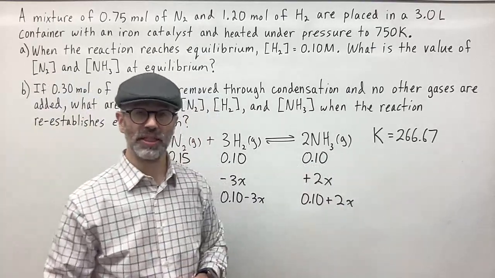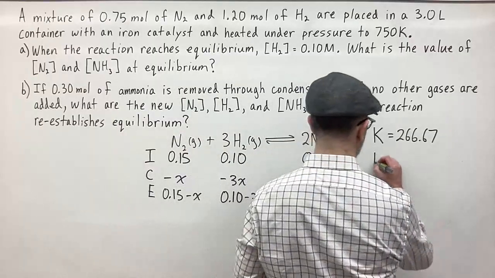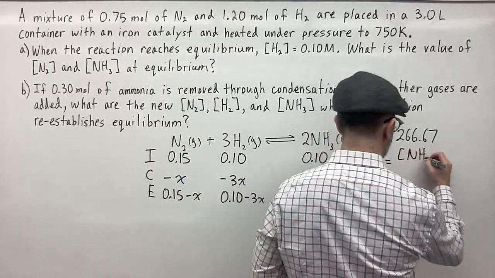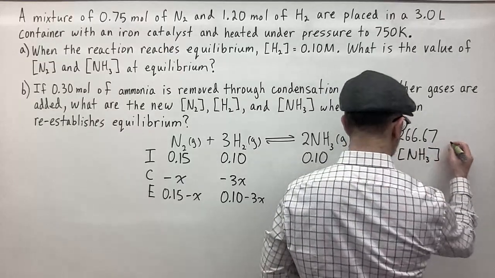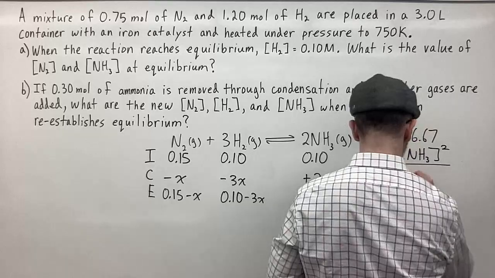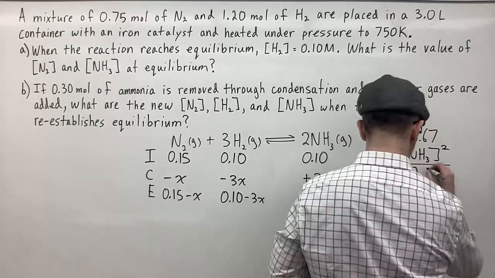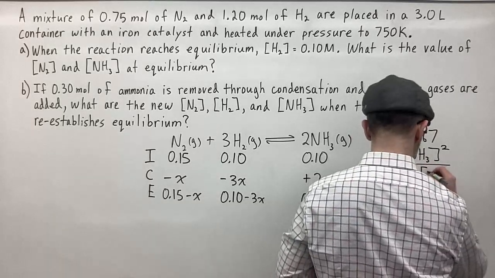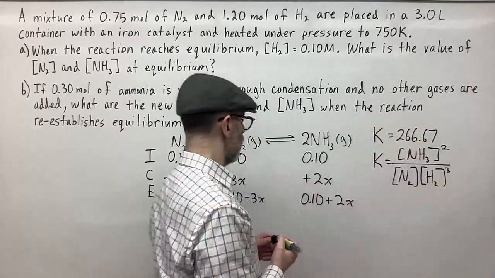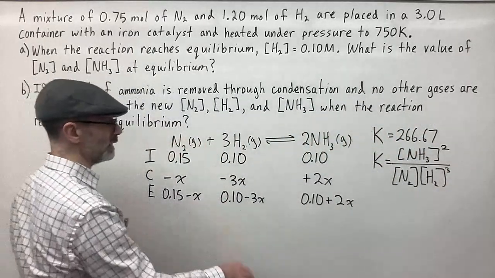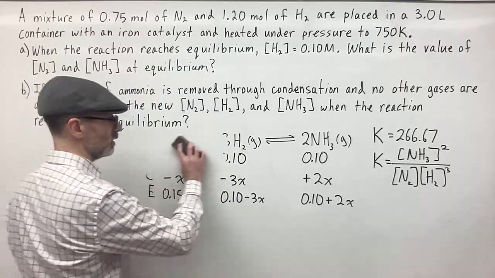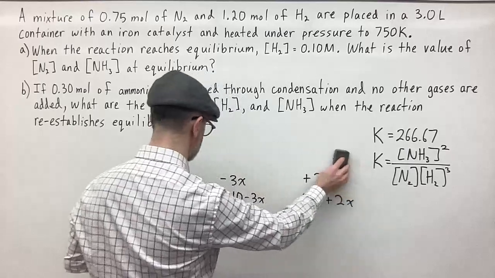Okay. Now that we have our equilibrium concentrations in terms of X, we can plug them into the K expression that we had before. Just a reminder, K is equal to the concentration of NH3 squared over the concentration of N2 and the concentration of H2 cubed, right? So we don't need this anymore, so let's go ahead and erase this to give us some space.